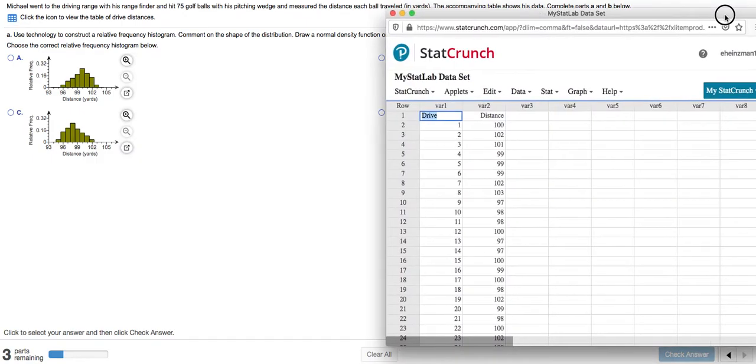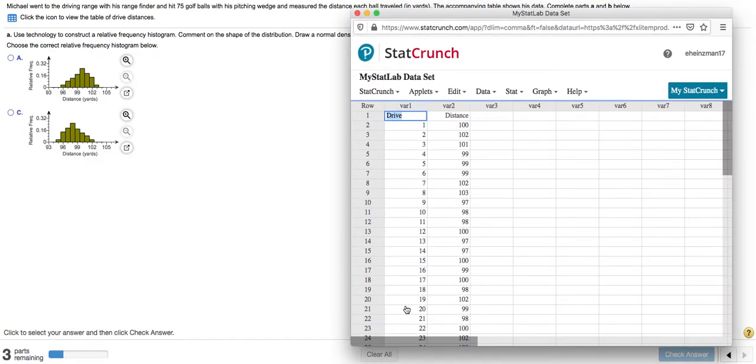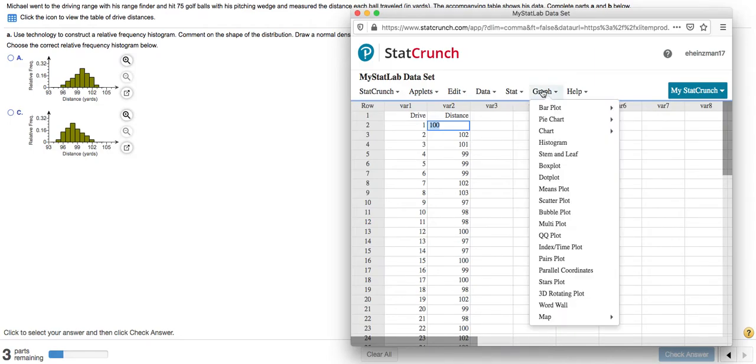Going back into StatCrunch, the first column is for his first hit, compared to the second column, which is the distance that it traveled. So the actual distances are in the second column, and the first column is just telling you whether it was the first, second, third, or fourth hit, and so on. To get a relative frequency distribution, that is a histogram. So I'm going to do this by going to Graph, selecting Histogram.